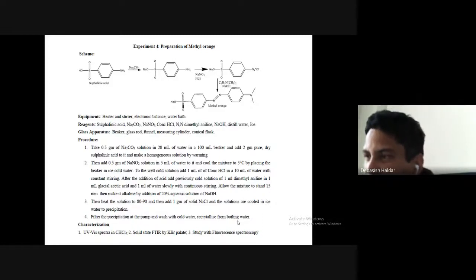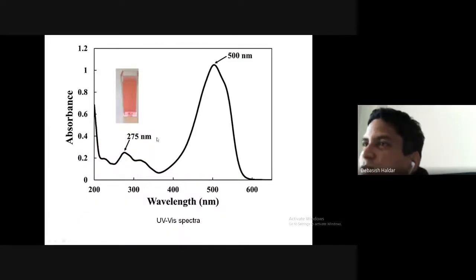For characterization, once we have the methyl orange, we can do UV-visible spectroscopy, FTIR spectroscopy, fluorescence spectroscopy, and NMR. As this is a colored compound, we can see the emission spectra also. This is the UV-visible spectrum of the methyl orange, the red-colored solution. When we did the UV-visible spectroscopy, we got two peaks at 275 nanometers and 500 nanometers. You have to characterize what the peaks are responsible for.